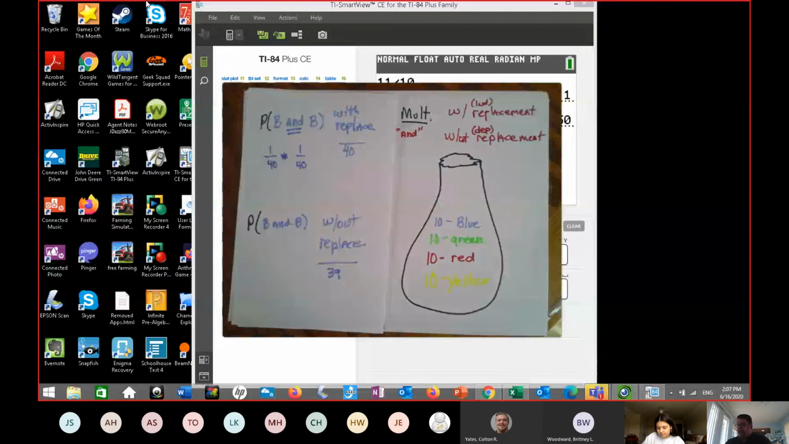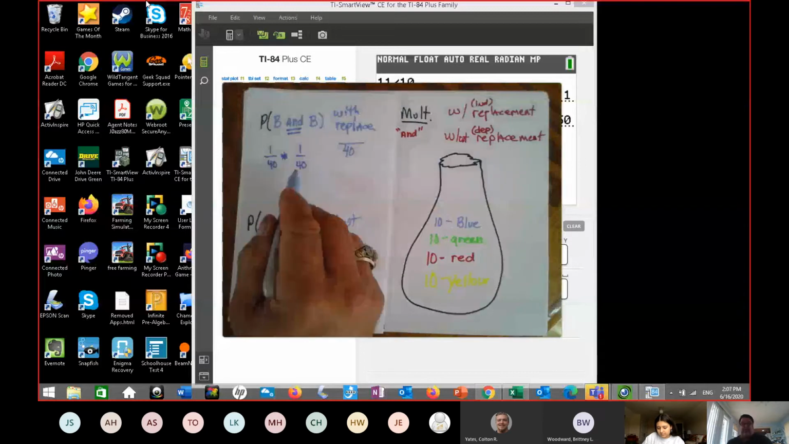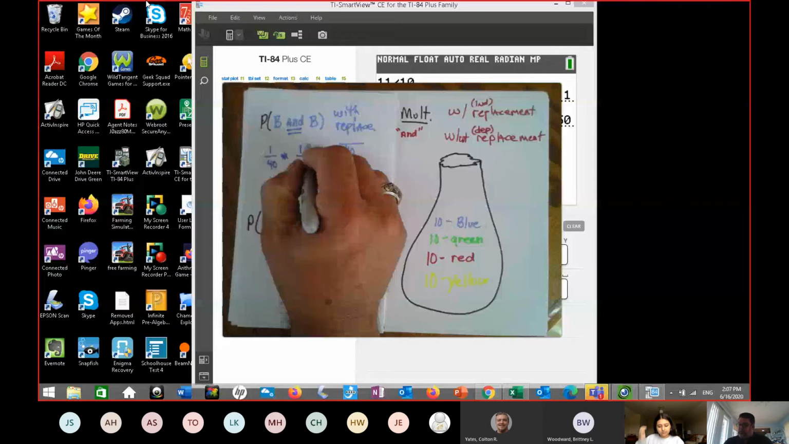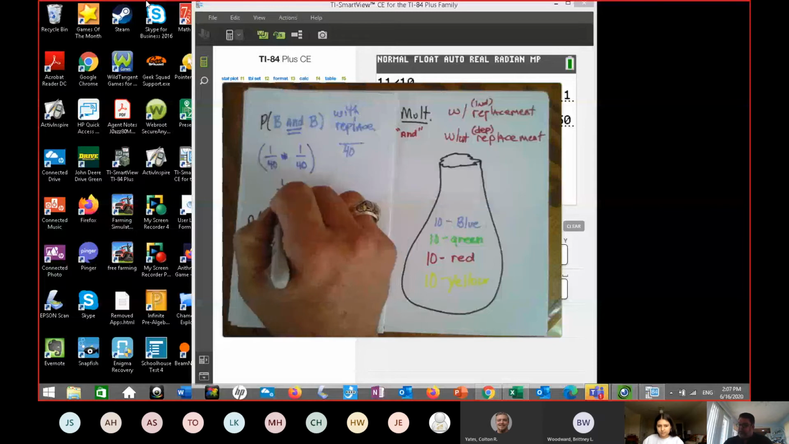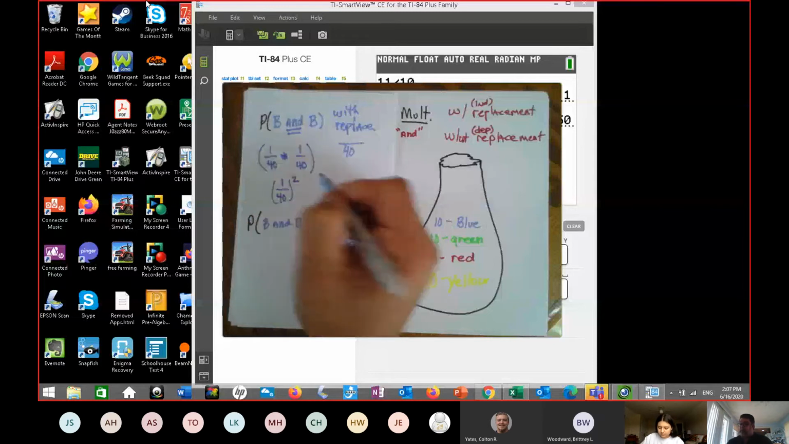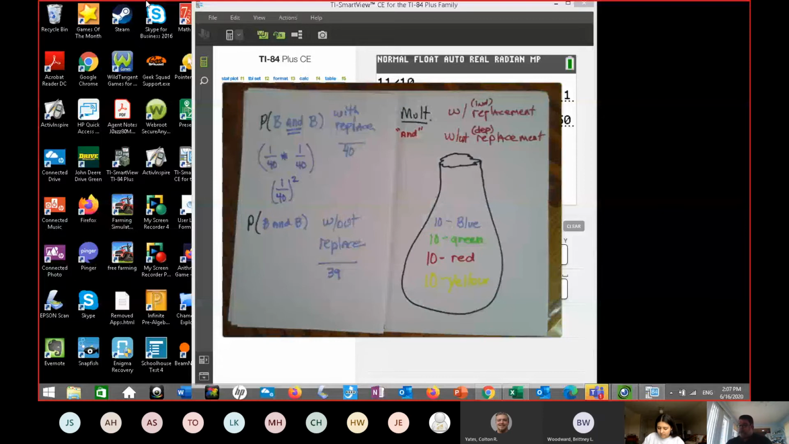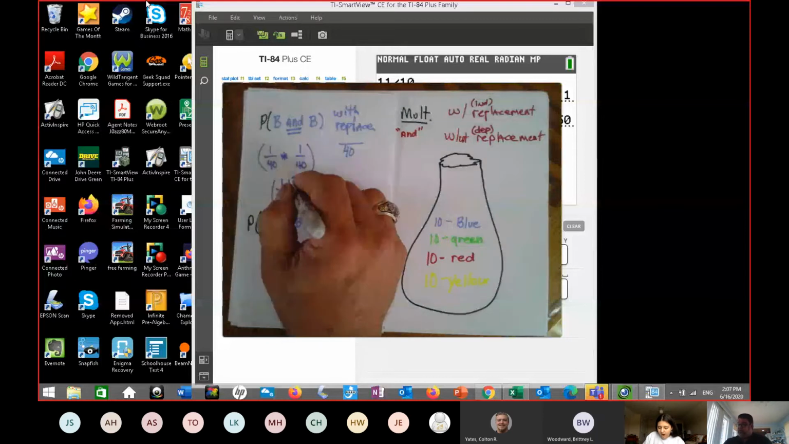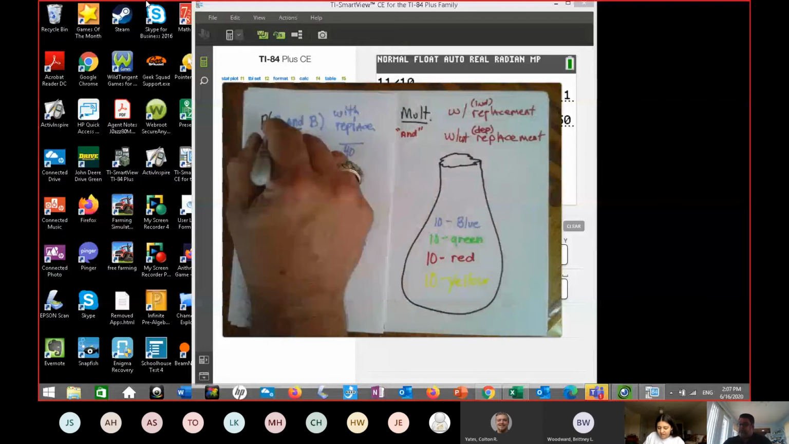Now, the reason you use 40 both times is because you wrote down the color and you put it back in there, so the denominator does not change. Or you can say 1 over 40 raised to the second power, where 2 is the number of times you're drawing.